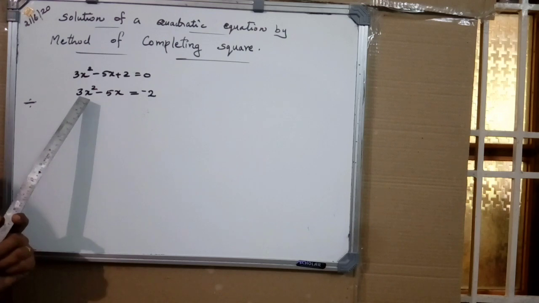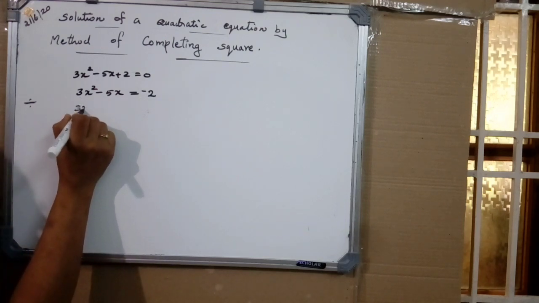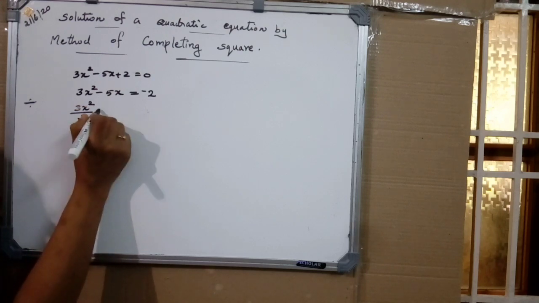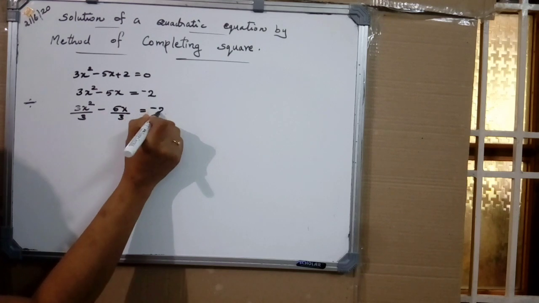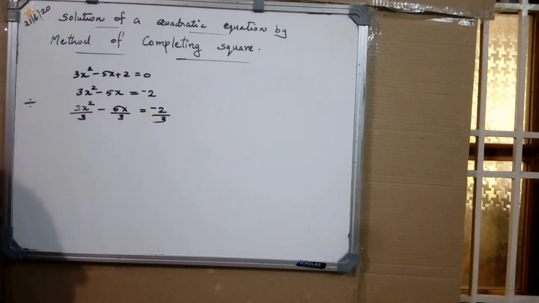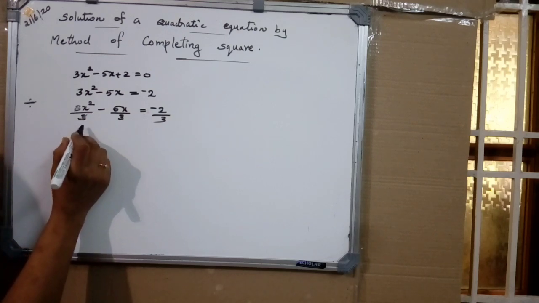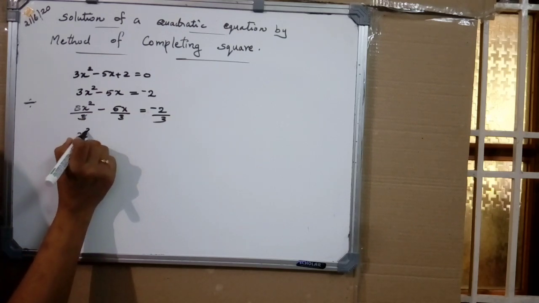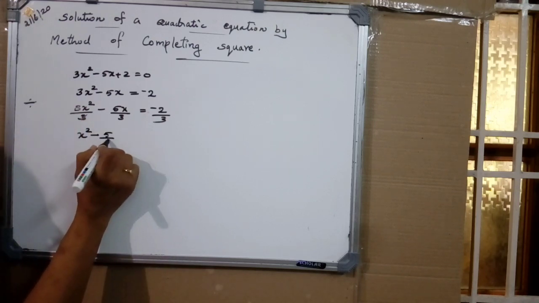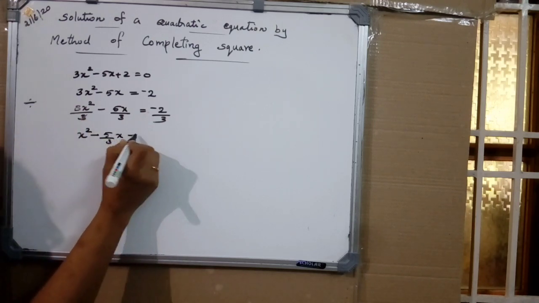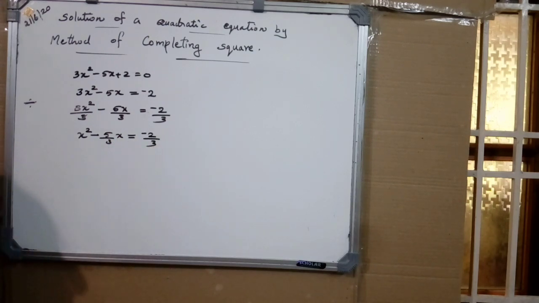What is the coefficient of x square? It is 3. That is, 3x square by 3, 5x by 3 equal to negative 2 by 3. Throughout we have to divide. So 3 by 3 becomes 1. So it is x square, the 3 is getting cancelled. x square minus 5 by 3x equal to negative 2 by 3.